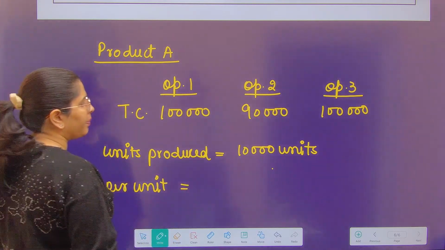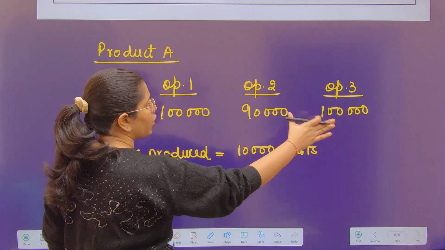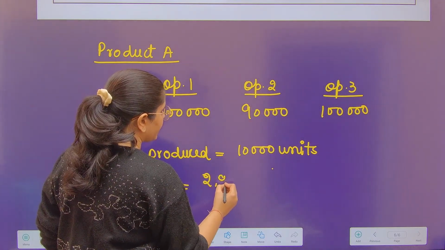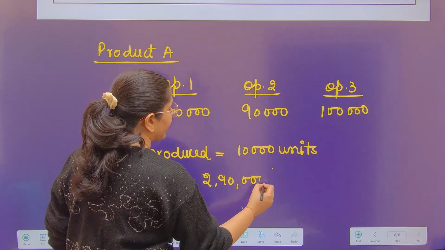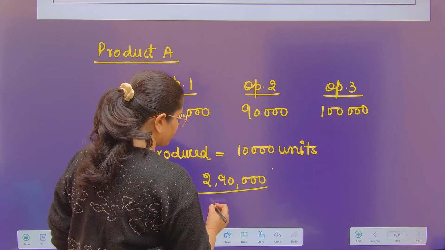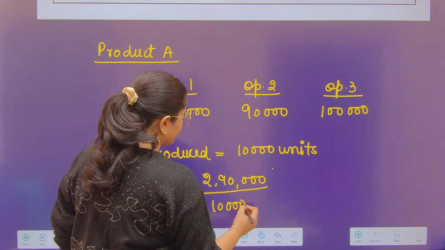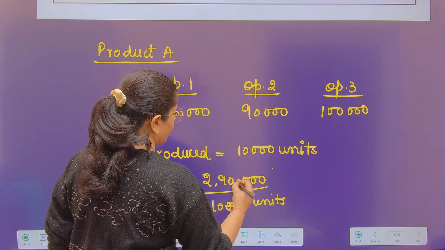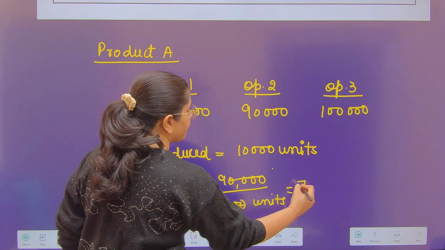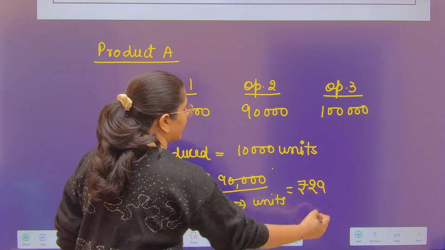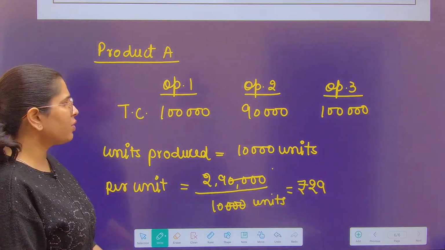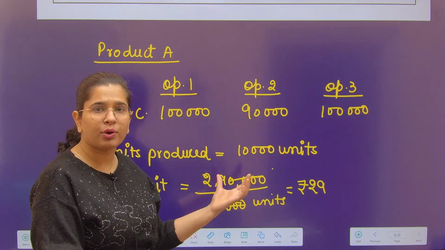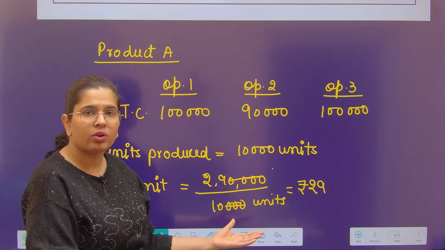So in order to calculate per unit cost, I will add the cost of each of these three operations. That will be 2,90,000 divided by the number of units which I have produced, that is 10,000 units, and this will give me my per unit cost as 29 rupees. So this was the very basic example that you have to add all the cost, divide by the production which you have done and find out the per unit cost.